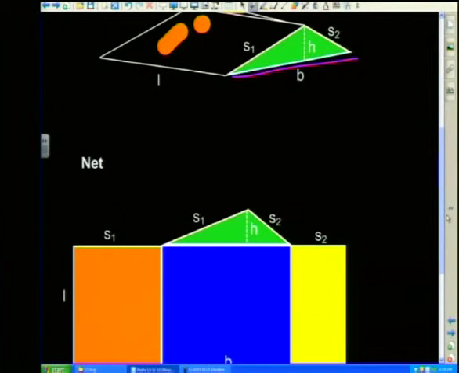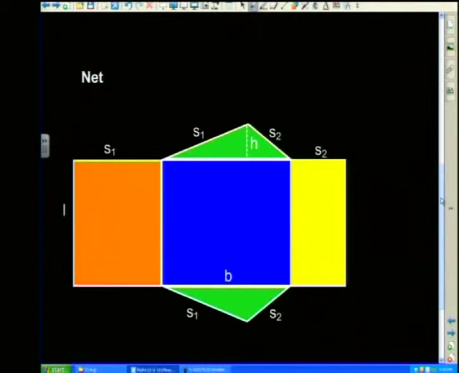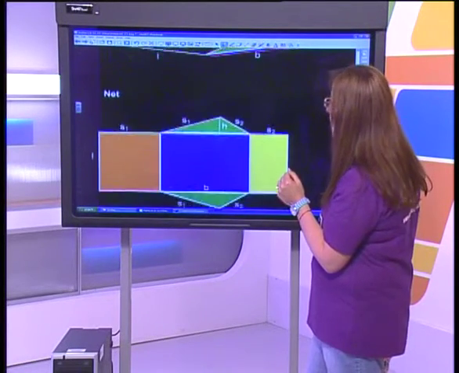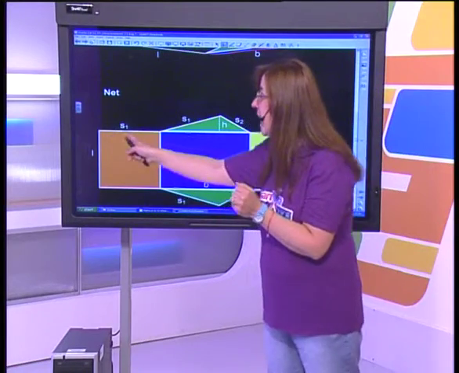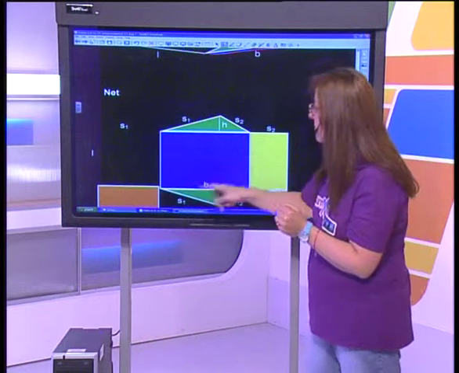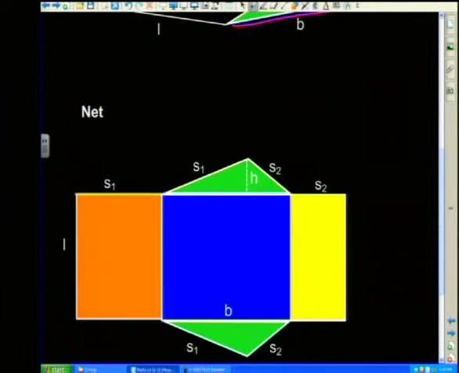So if I draw this net, right, I've got my 2 triangles, which are green. They were green in the front. Then I've got my orange, which was side 1 times by the length of the shape. I've got, and it moved. Okay, I'll put it back. The blue is the base of the triangle, the triangular prism. That's my base times my length. And my side 2 was yellow, and that's all of them.